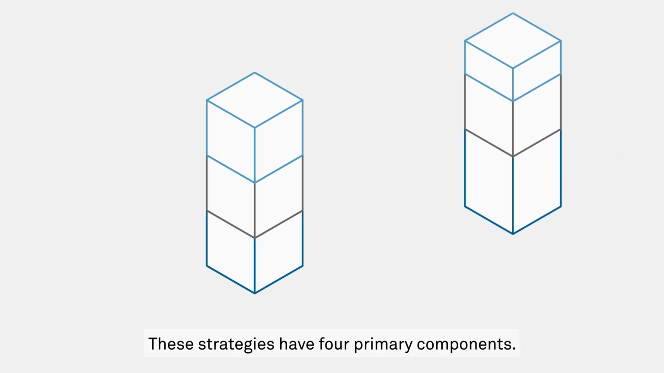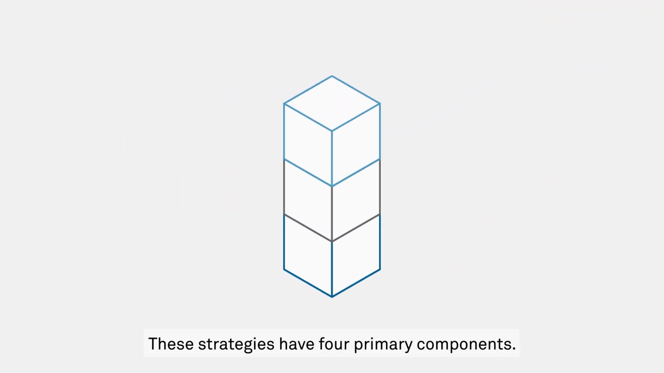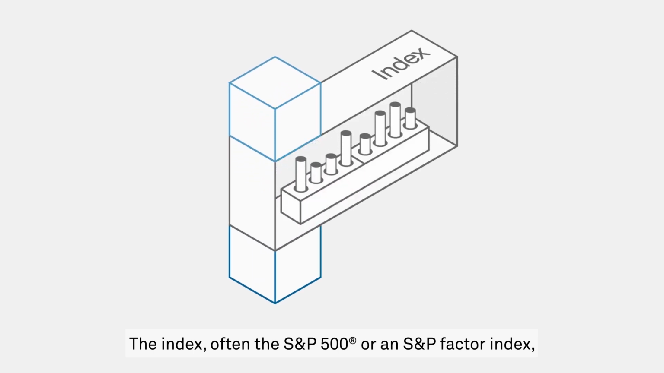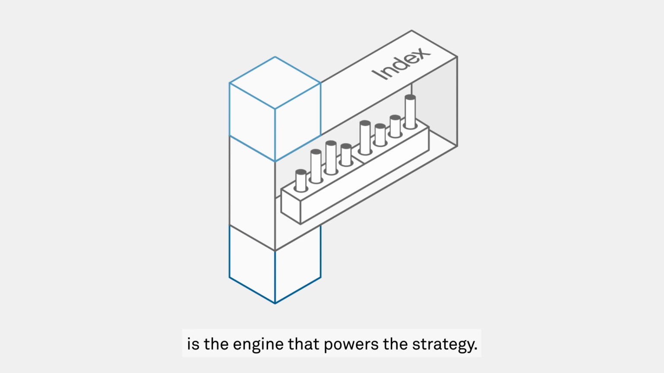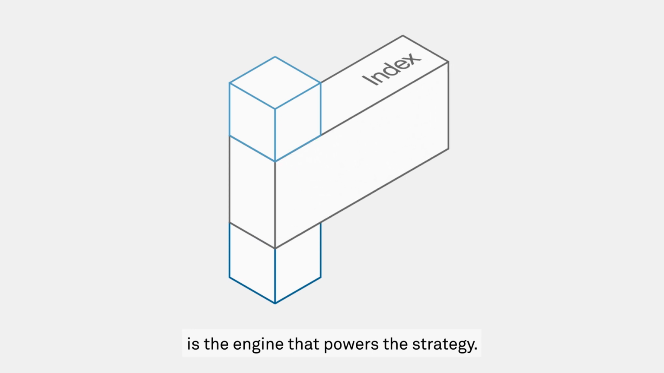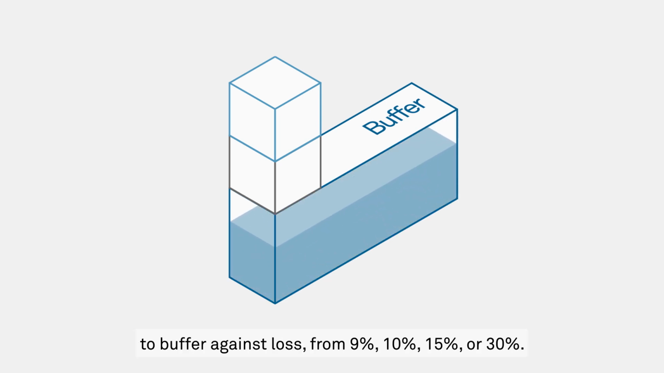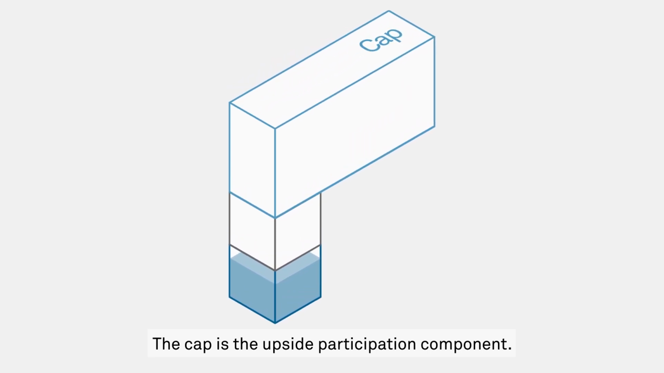These strategies have four primary components. The index, often the S&P 500 or an S&P factor index, is the engine that powers the strategy. The buffer acts as downside protection. It can be set at various levels to buffer against loss, from 9%, 10%, 15%, or 30%. The cap is the upside participation component.